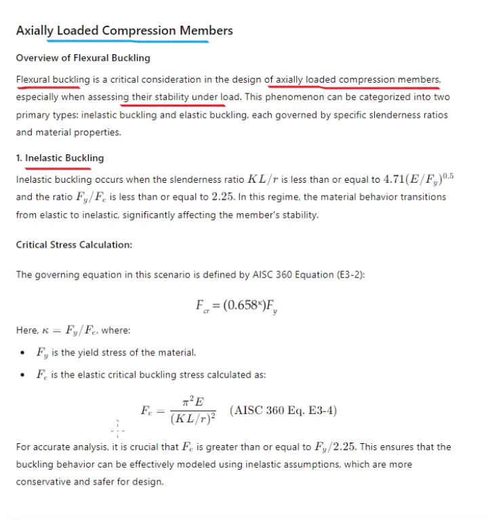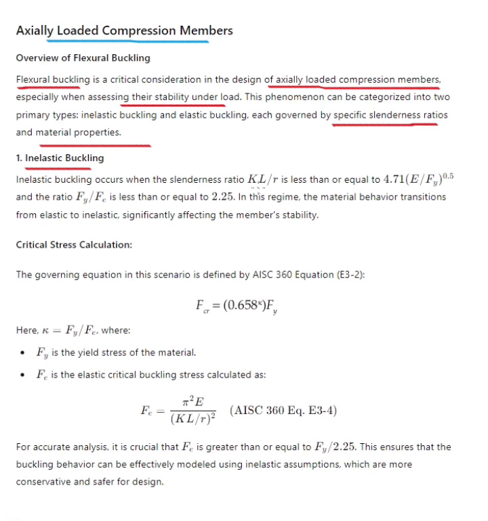One is inelastic buckling, another one is elastic buckling. Each is governed by specific slenderness ratios and material properties. It all depends on whether it's going to be inelastic buckling or elastic buckling, and that depends on the slenderness ratio and material properties.